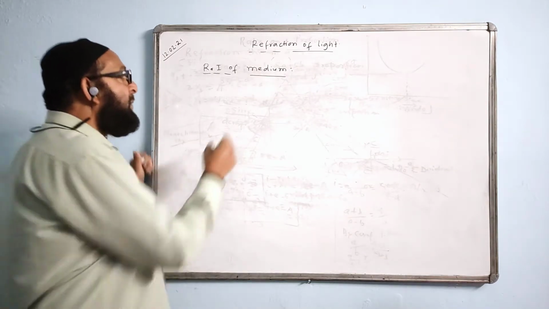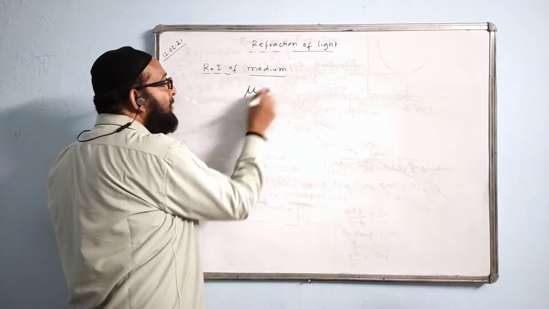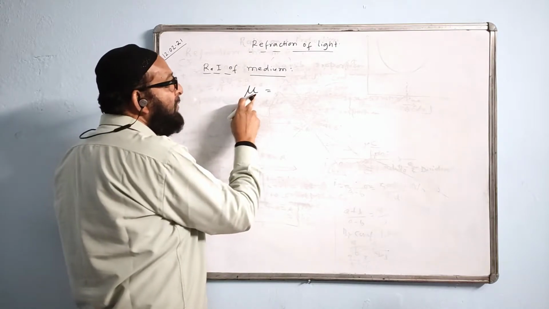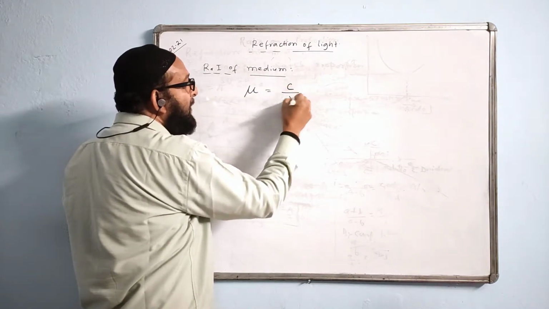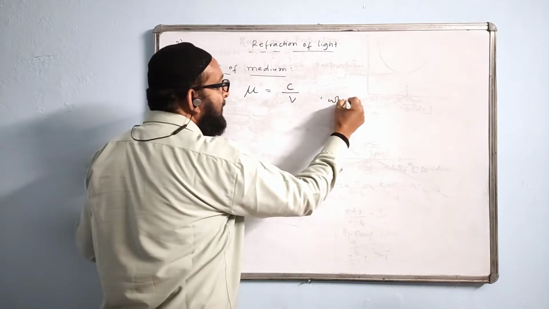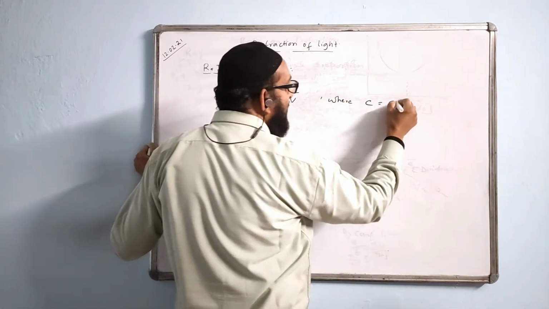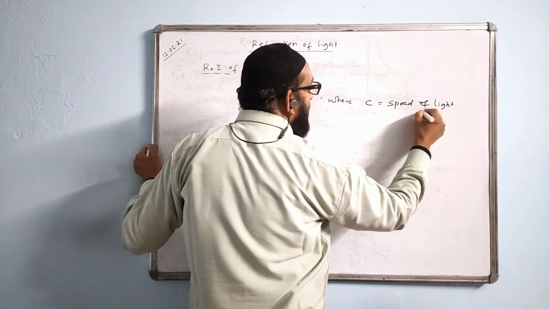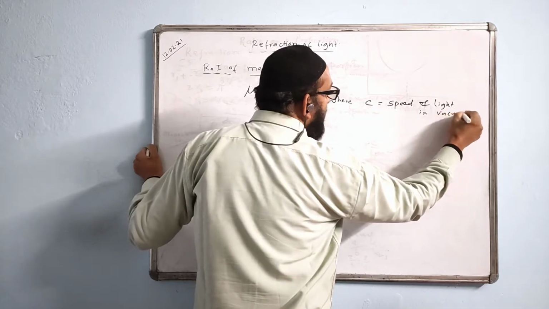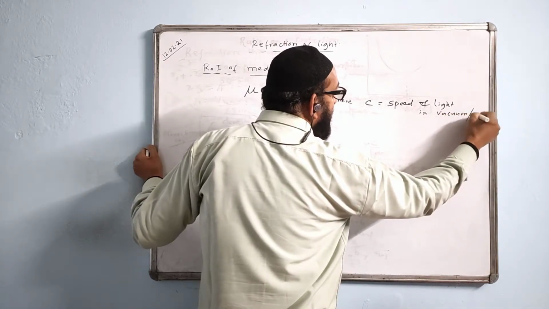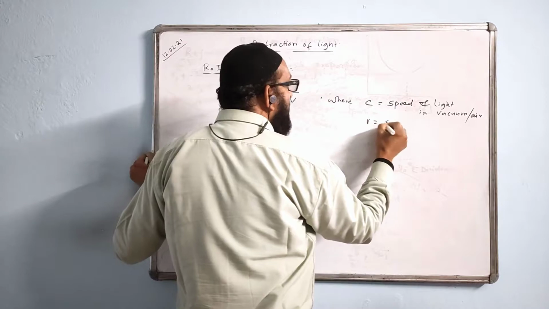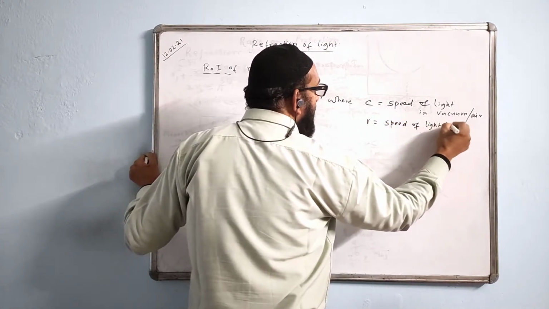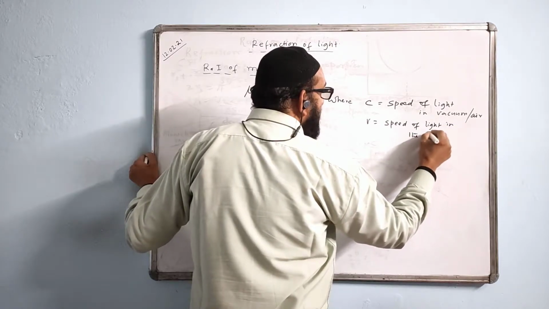Now further we have to know what the refractive index of a medium is. We denote it by the symbol mu, mu of n we can write. The formula for the refractive index of a medium is C upon V. What is C? C is called the speed of light in vacuum, or we can take air. And V is the speed of light in the given medium.